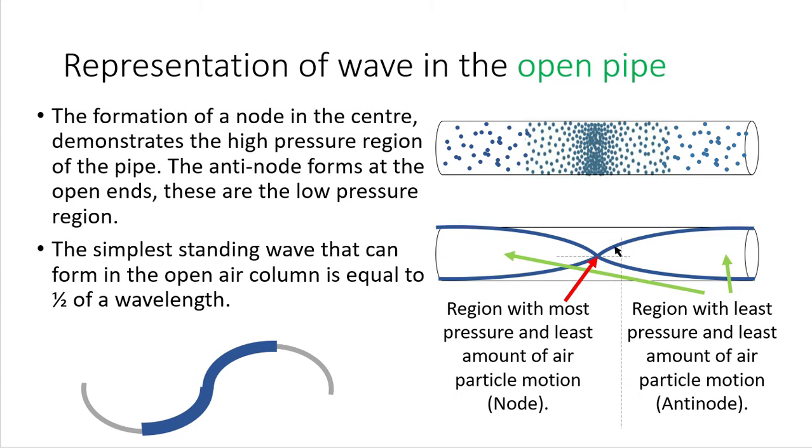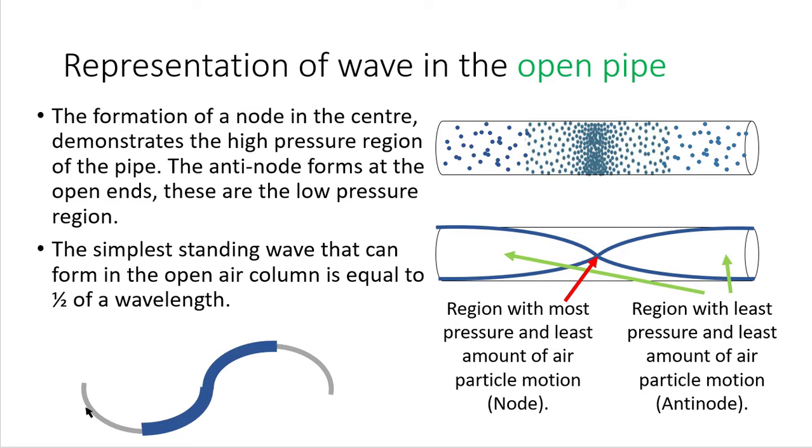Now we can actually model that as transverse waves or sine waves, and we can see, yes, we have a node right in the center, and we have antinodes in the open ends of the pipe. The interesting thing here, unlike the closed pipe, is we're not limited to a quarter of a wavelength. We actually get a half a wavelength that forms. So we can model that in this diagram here.